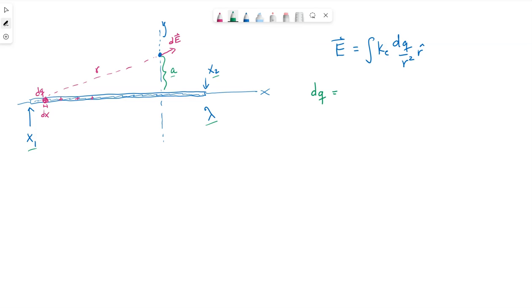If I think about another piece of charge, say this one right here, it also has charge dq, length dx. R is the straight line distance. R is different though, and the direction will also be different, but there will be an x and y component of this electric field.